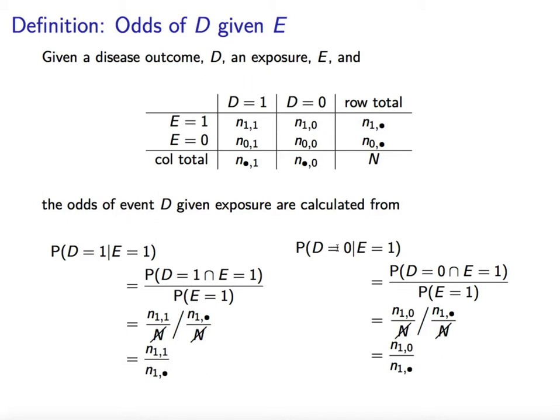Same thing with no disease given exposure. We have the intersection divided by the probability of exposure, N10, which is where they were exposed and had no disease, divided by N1 dot, which is the number that were exposed. The big N's cancel and we get this value here.